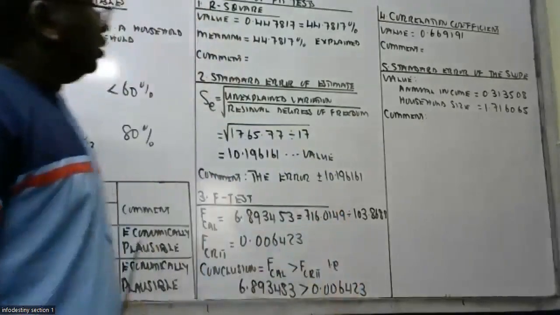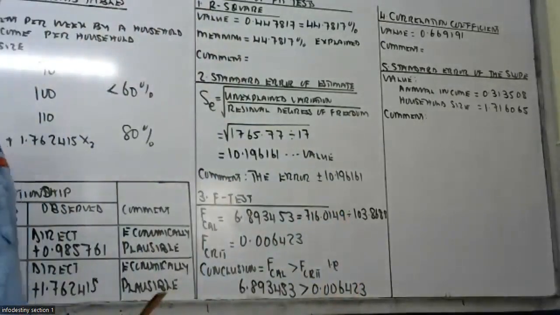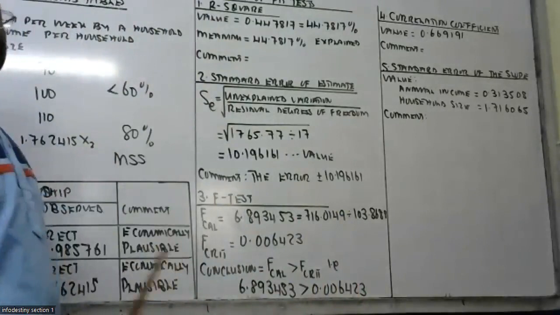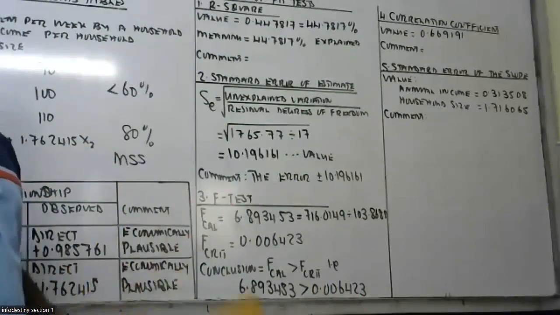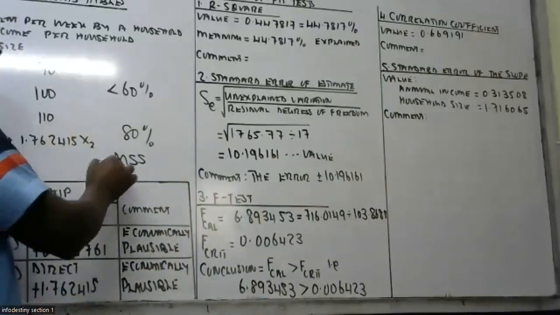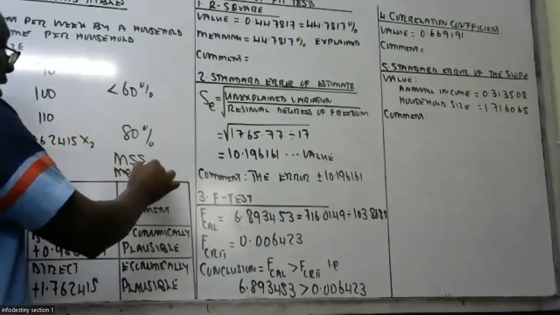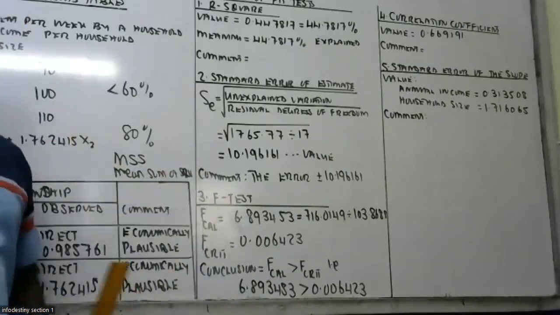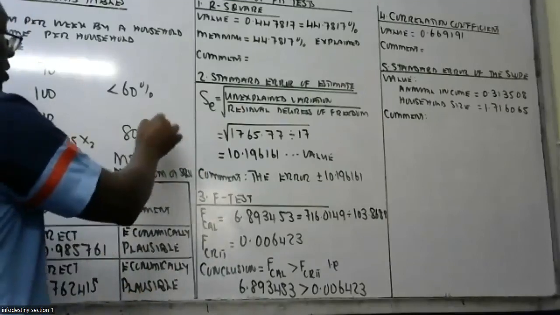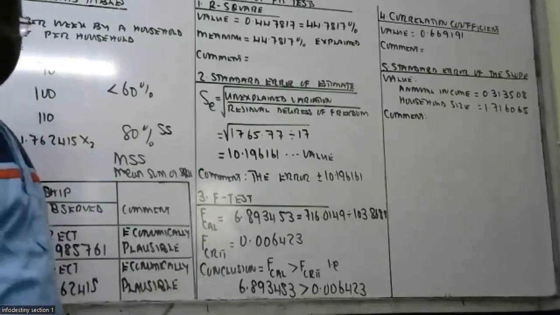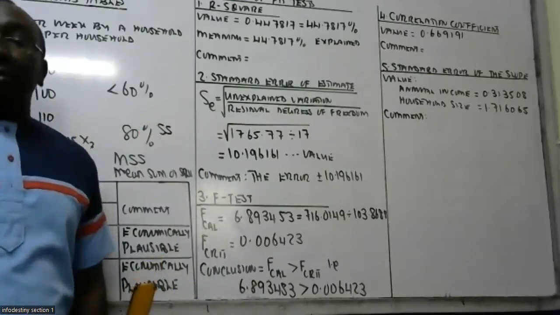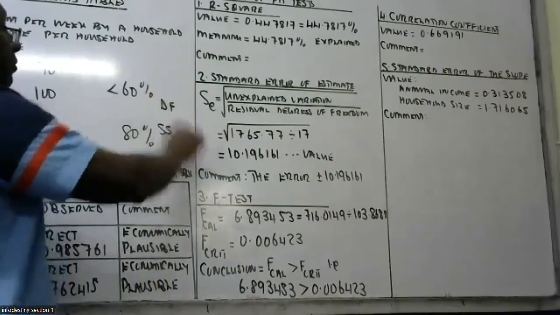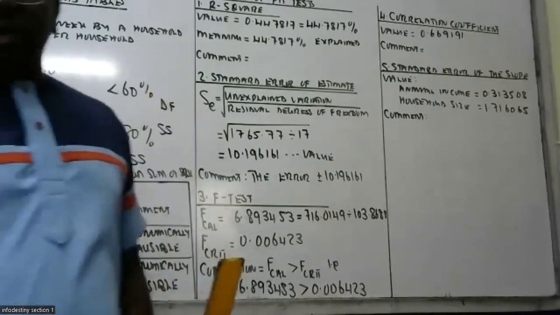Yeah. So I can see, Mark, you are asking the meaning of MS. MS, first of all, is supposed to be MSS, or just MS, but it means mean sum of square. Then SS means sum of squares. And DF means degrees of freedom.